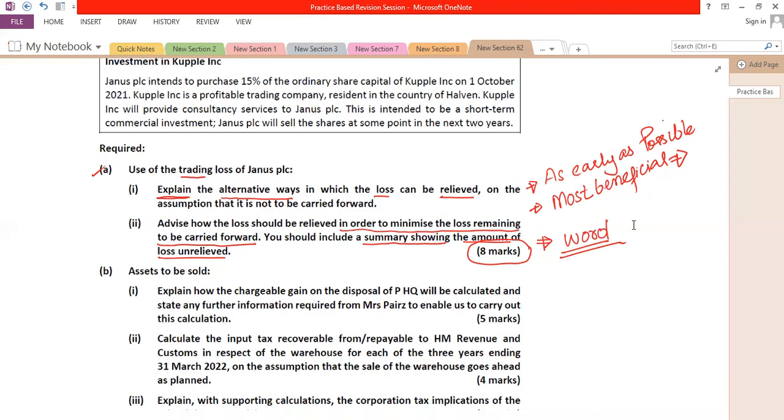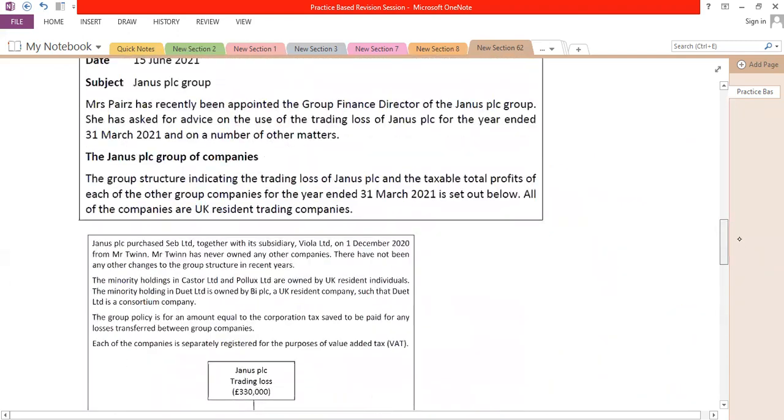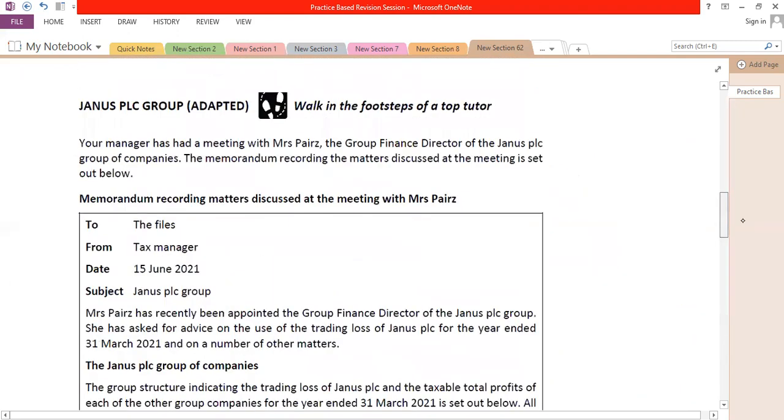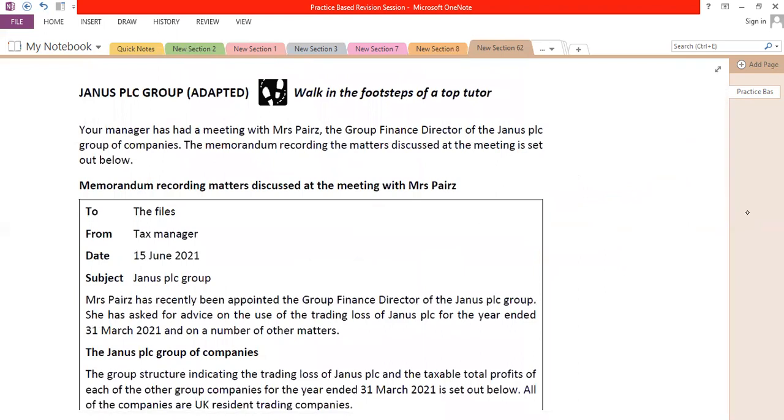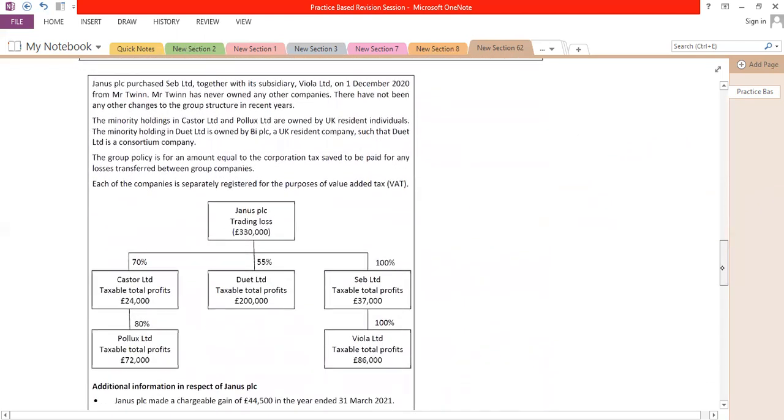Okay. So first part we have to deal with losses. Let's explore the question with the perspective of trading losses. Your manager has had a meeting with Mrs. Pierce, the group finance director of the company, that is group of companies. So we have one idea that this is basically a group structure.